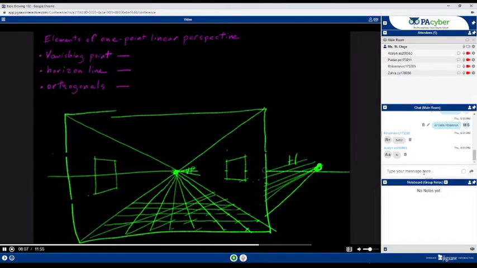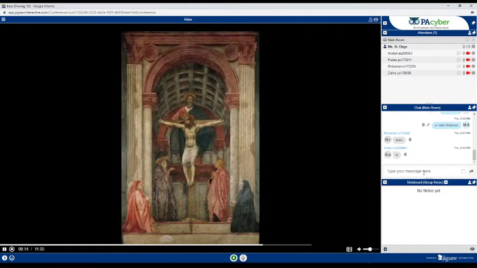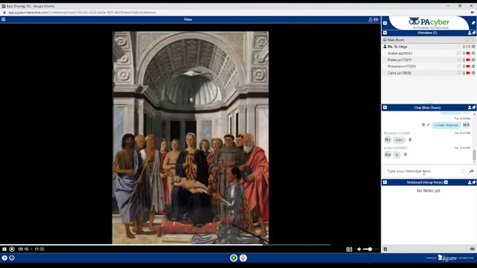So the idea of the illusion being incredibly convincing was so important to the artists of the Renaissance, artists like Masaccio, or later Piero della Francesca, or Andrea Mantegna.